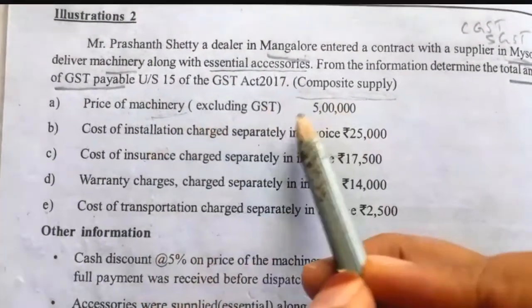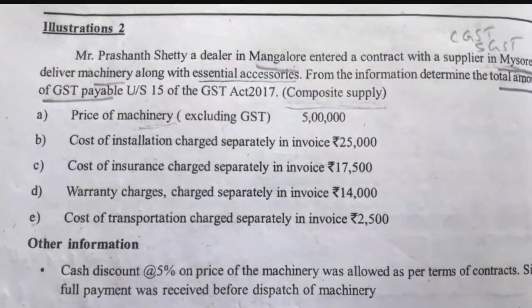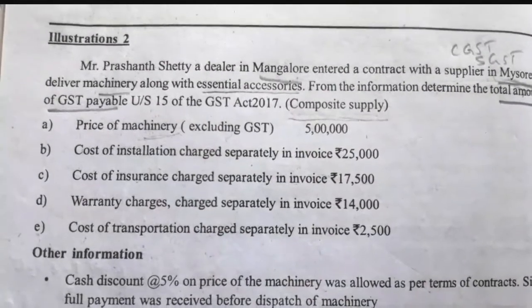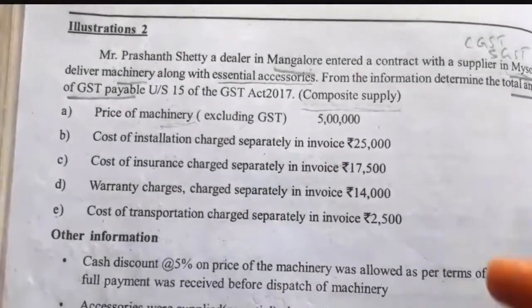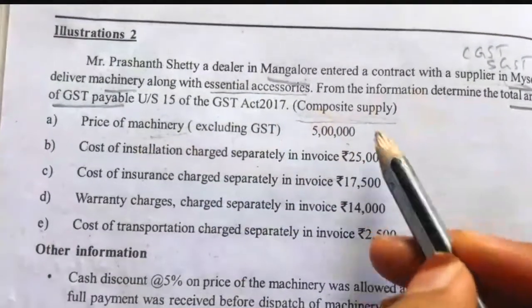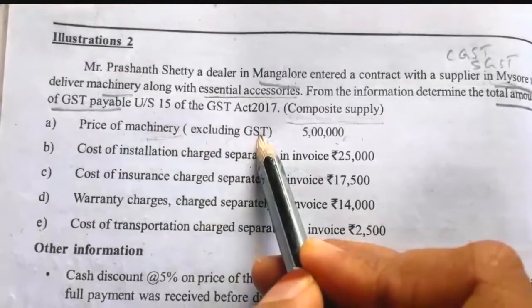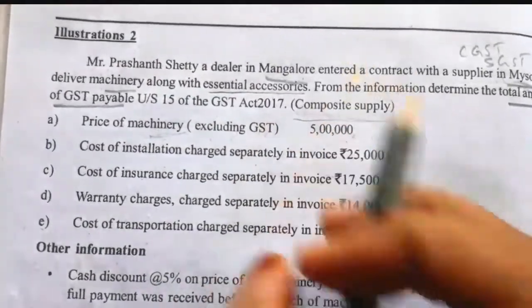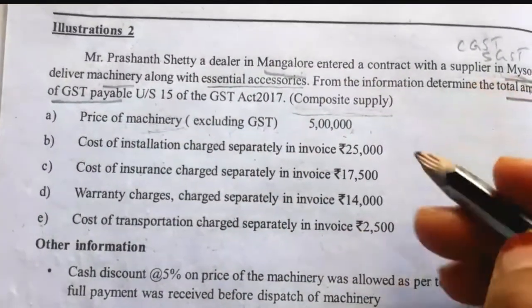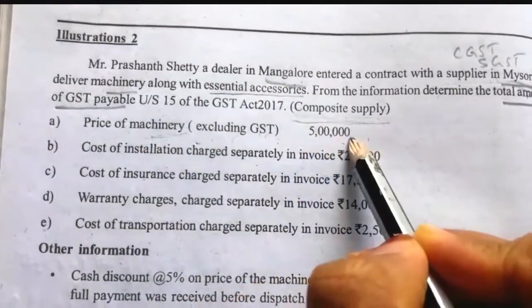Price of machinery excluding GST is given. In order to find the transaction value, we have to take the price of machinery first, the selling price or cost of the machinery. The price excluding GST is given, and we need it excluding GST also. So directly we can take 5 lakh. If they give including GST, then we have to deduct that GST amount. So price of machinery excluding GST is given, so directly we can take 5 lakh.